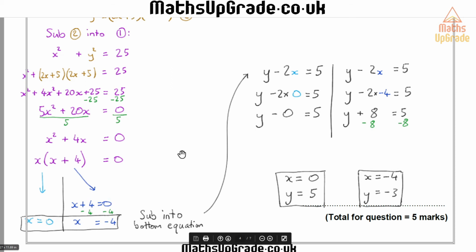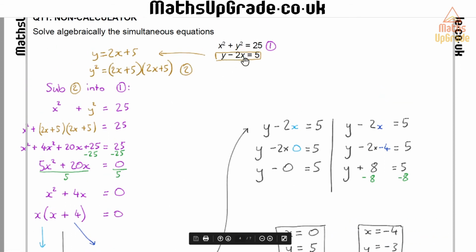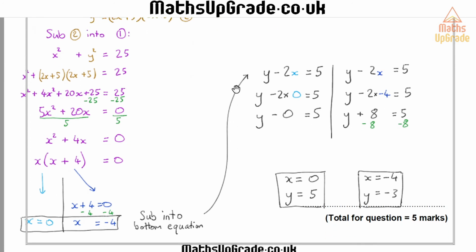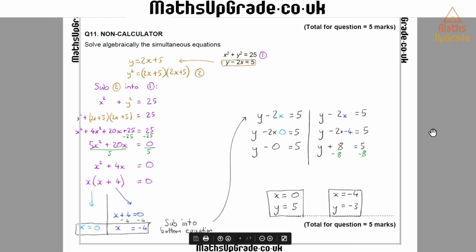Substitute each of these values in turn into any one of these equations. The bottom one's the easier one, and find the resultant value of y. So when x equals 0, y minus 2 times 0 equals 5. So y equals 5. And when x equals negative 4, y minus 2 times negative 4 is 5. So y plus 8 equals 5. So y equals negative 3. The whole question there was worth 5 marks. Be sure to check out my videos on quadratics if you're stuck on this question.